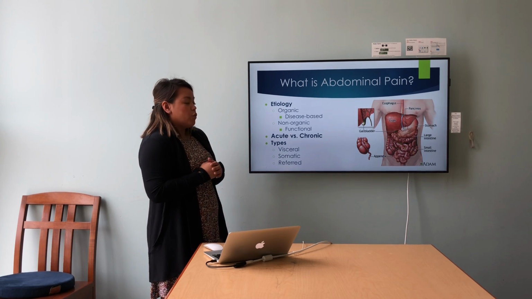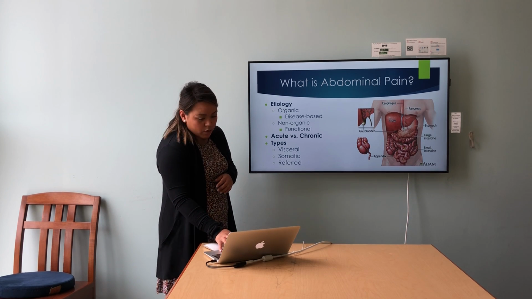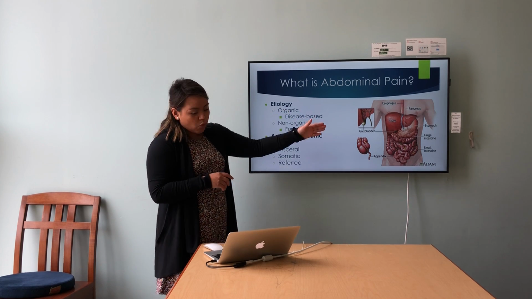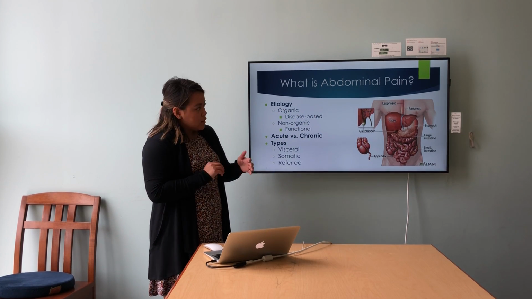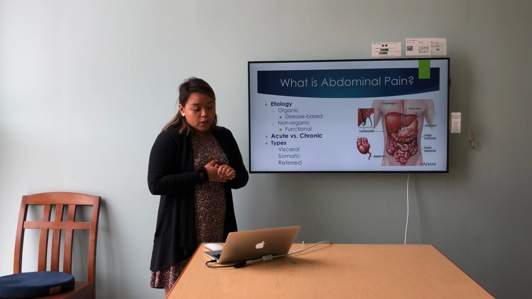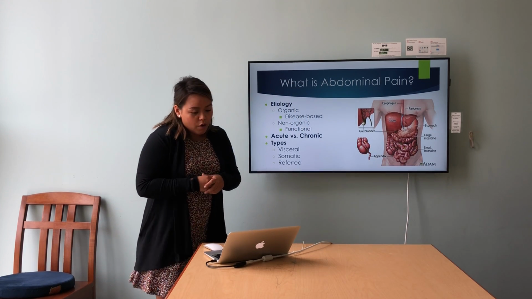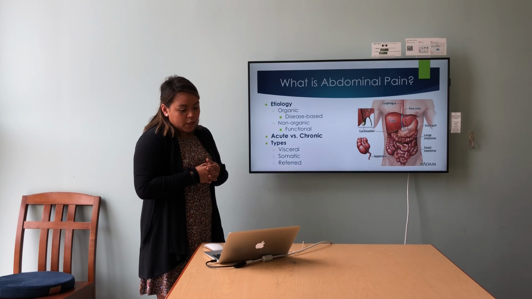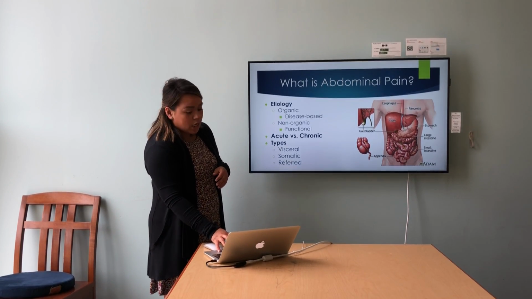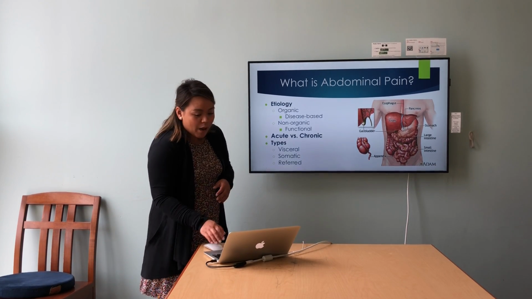Abdominal pain can be acute or chronic, and there are three types: visceral, somatic, or referred. Visceral abdominal pain is an inflammation or injury in the actual organ, and the pain is usually described as constant, dull, cramping, and poorly localized. Somatic pain is an inflammation in the lining of the peritoneum and is characterized by sharp and well-localized pain. Referred pain is characterized by pain radiating from an area outside of the abdomen.